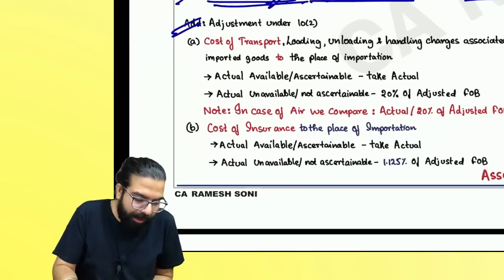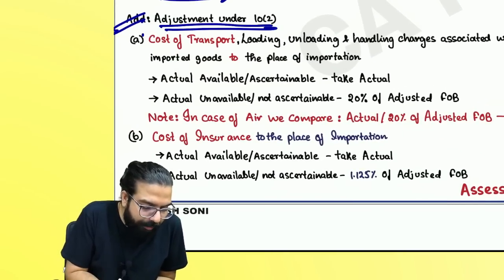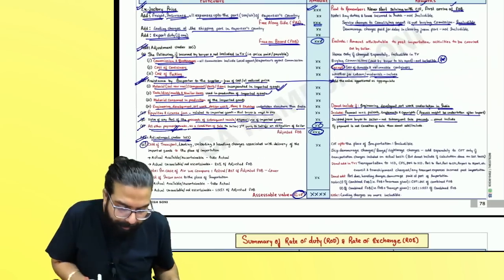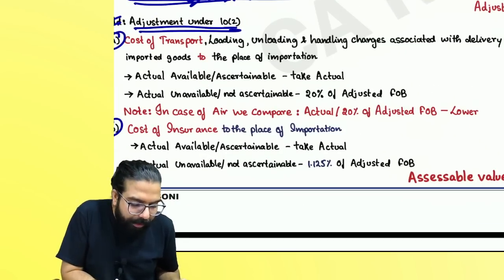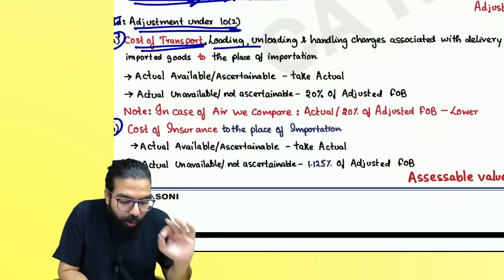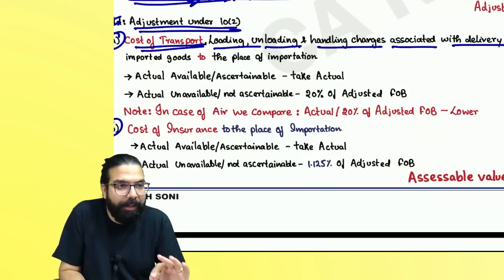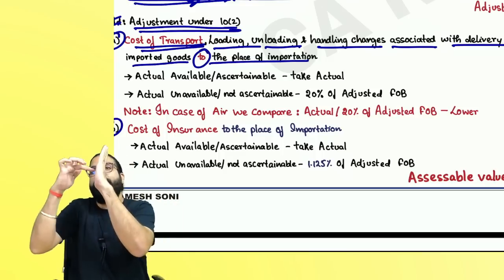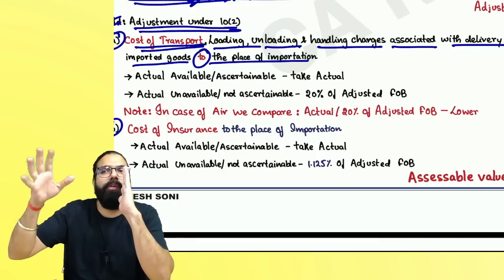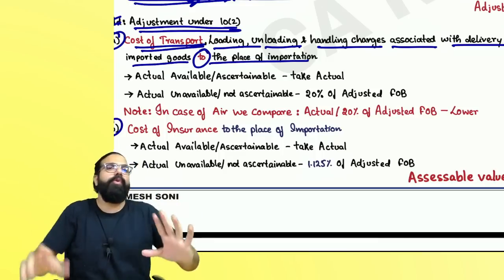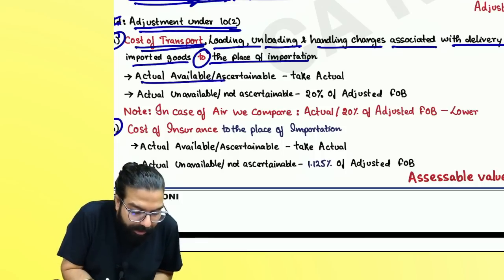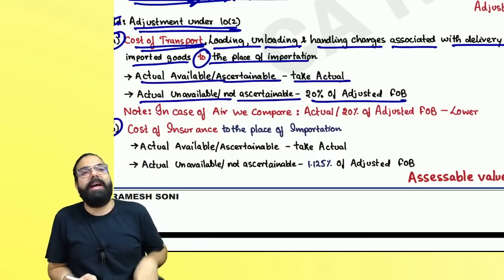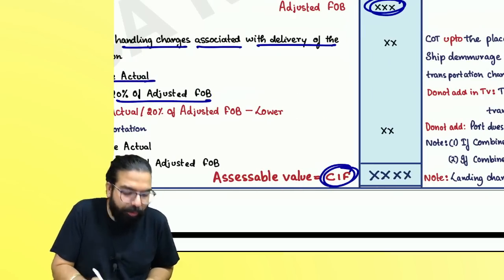The next one over here is section number 10.2. Section 10.2(a) and section 10.2(b) are there. Section 10.2(a) says the cost of transportation, loading, unloading, and handling charges associated with the delivery of the imported goods to the place of importation, meaning up to the place of importation. Whatever the cost of transportation, loading, unloading, handling charges is, you have to include it. If actual is available, take actual. If actual is not available, then take 20% of the adjusted FOB.